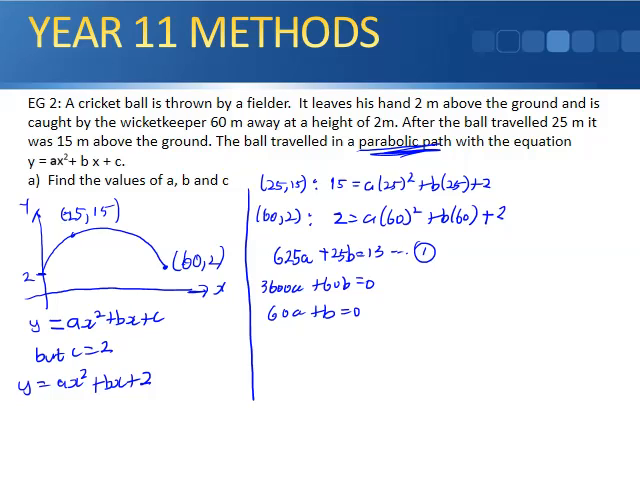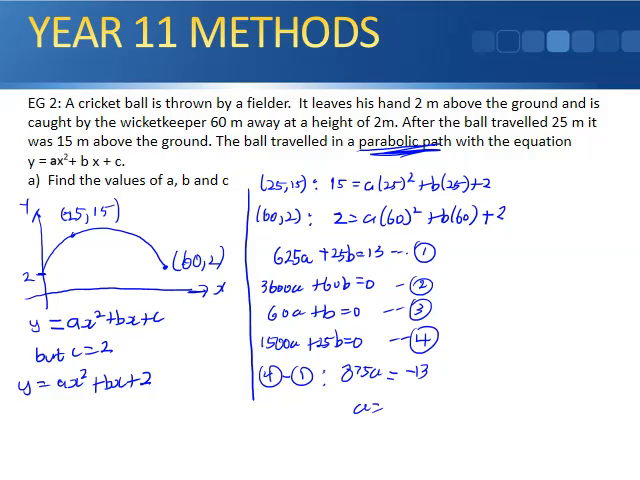I'm going to times this by 25. So I'll call this 2, call this 3. Times it by 25 gives me 1500a plus 25b equals 0. That's my number 4. So I'm going to work with 1 and 4. I'm going to go number 4, take away my number 1. 1500 minus 625 gives me 875a equals negative 13. So a equals negative 13 divided by 875.